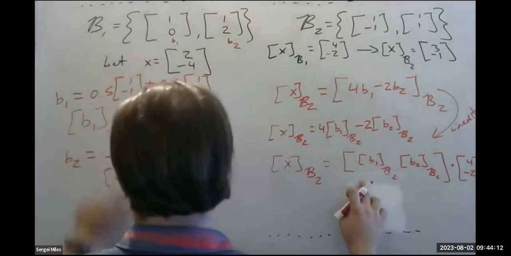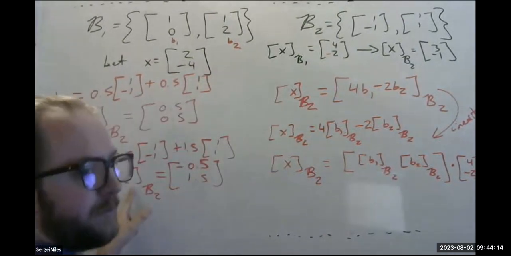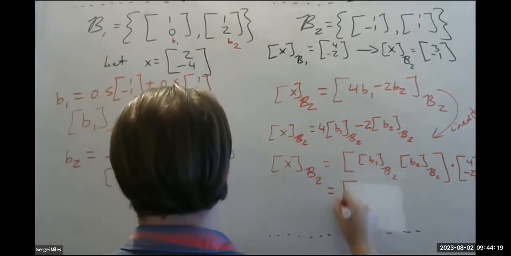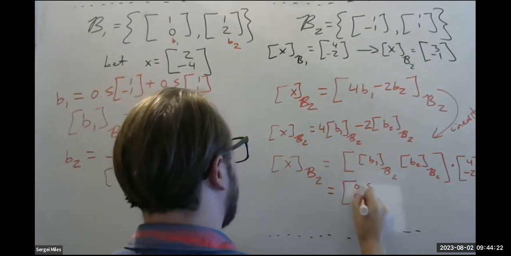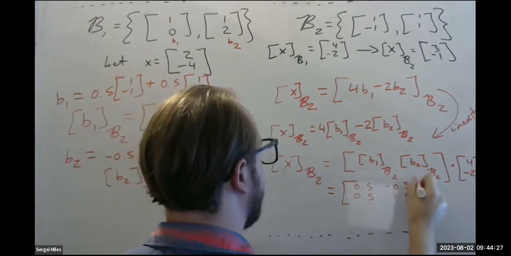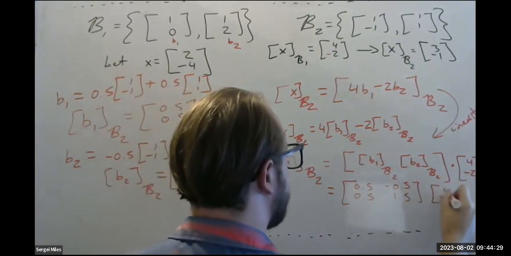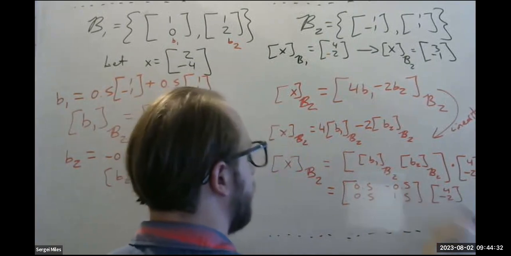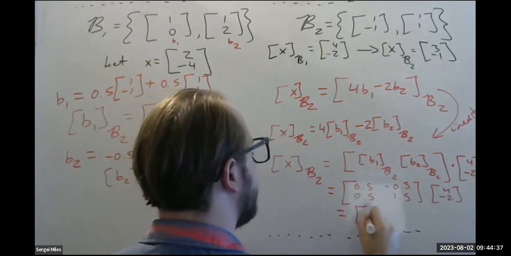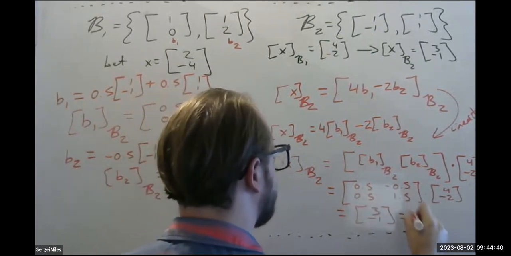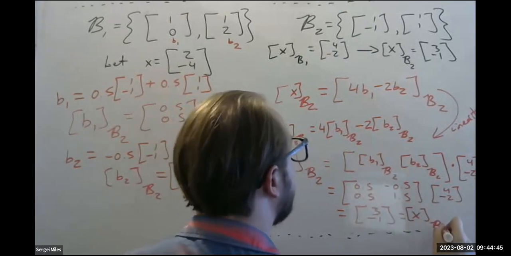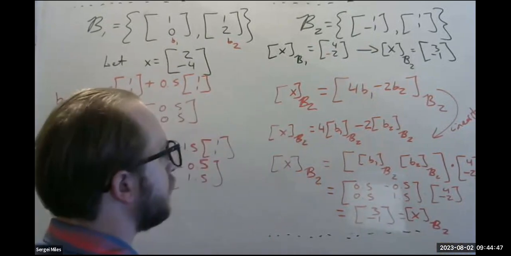Now, this is where it's helpful. We've already calculated b1 in terms of b2, b2 in terms of b2. This is the multiplication. 0.5, 0.5, negative 0.5, 1.5 times 4, negative 2. Now you just multiply the matrix times the vector, and we get out 3, negative 1. In other words, what have we shown here?